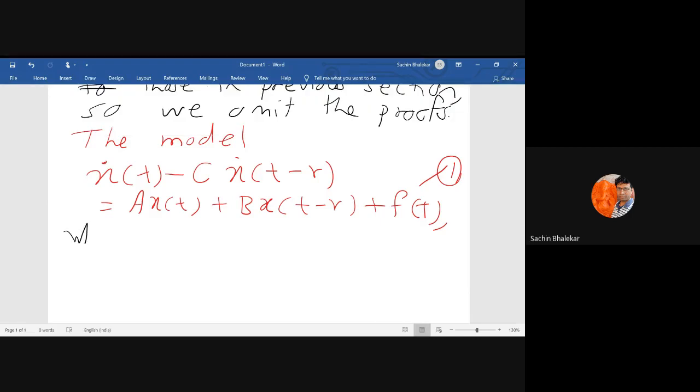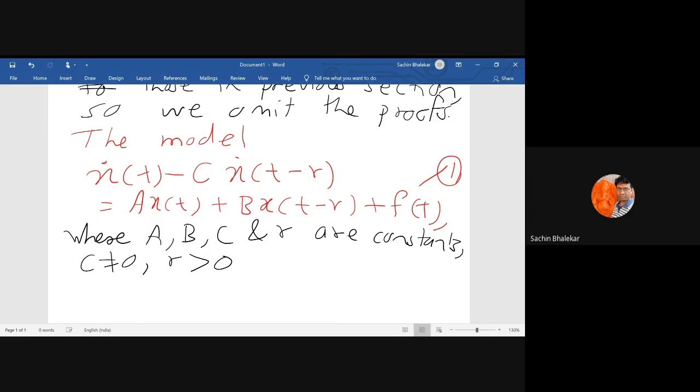Where a, b, c and r are constants, c is non-zero, r is positive, and f, a function from R to R, is continuous.